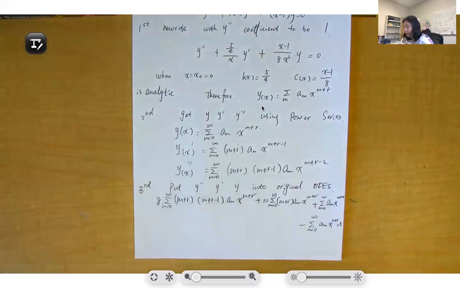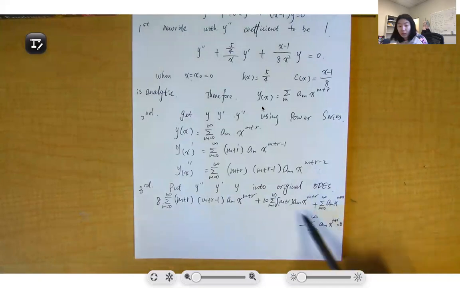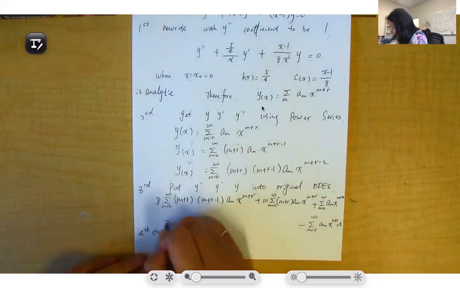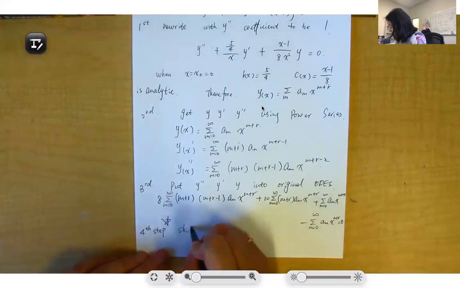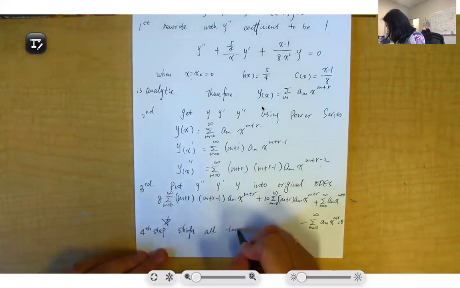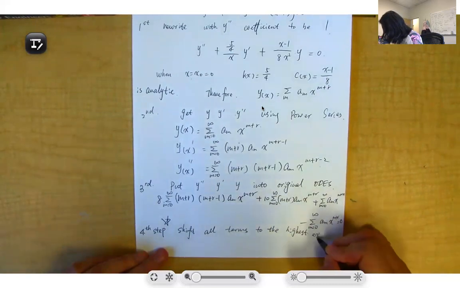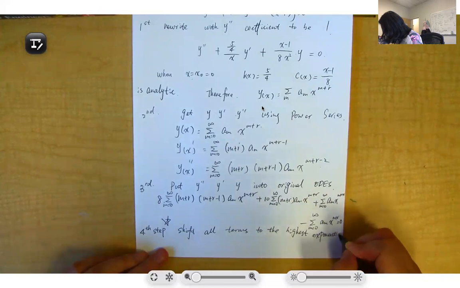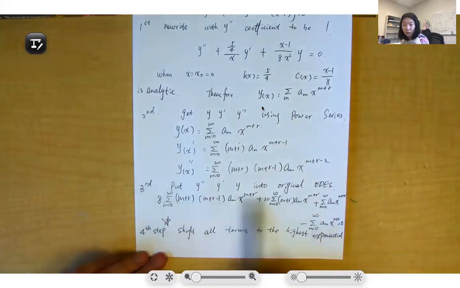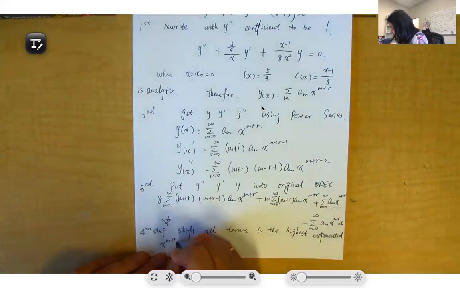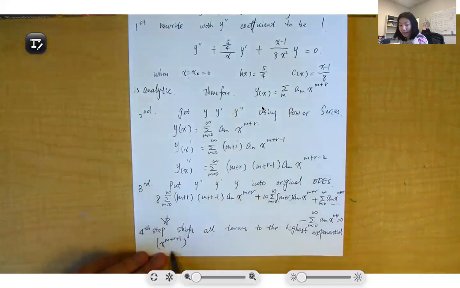Then what is our fourth step? The fourth step is the most important step for power series: we want to make our exponents the same. Shift all the terms to the highest exponent. What is our highest exponent in this equation? The highest exponent is x to the m plus r plus 1. Shift all the terms like this.